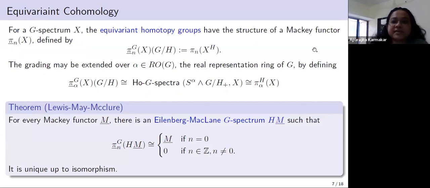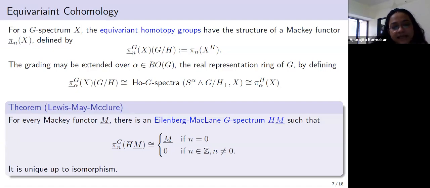Okay, what is equivariant cohomology? For a G spectrum X, the equivariant homotopy groups have the structure of a Mackey functor, where for every G mod H, pi G n bar X of G mod H is the nth homotopy group of X power H. X power H is the H fixed points of X. As we know, X is a G space, so we can think of the H fixed points of X.